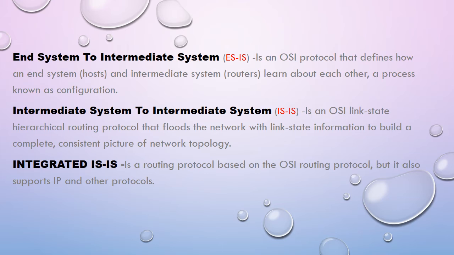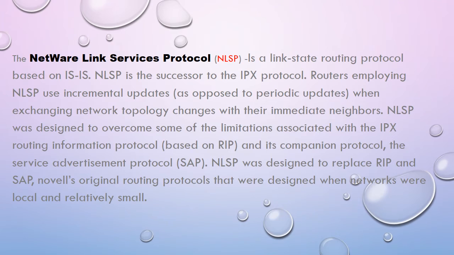Integrated intermediate system to intermediate system is a routing protocol based on the OSI routing protocol, but it also supports IP and other protocols. The Network Link Services Protocol is a link state routing protocol based on intermediate system to intermediate system.